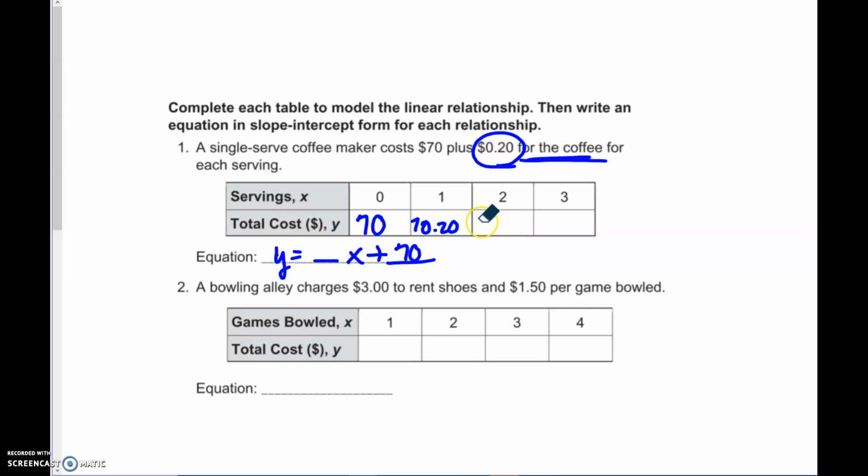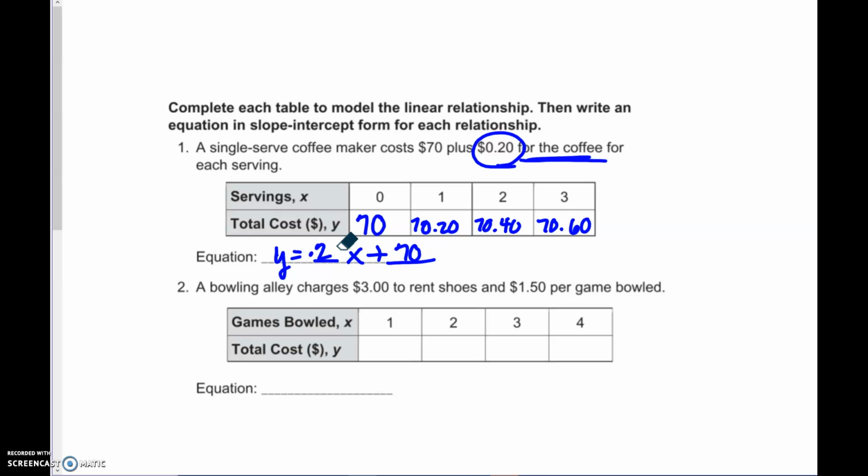If you have 2 coffees, you've spent $70.40. If you have 3 coffees, you've spent $70.60. So what's the change every time? And this is going to be 0.2. That's what our slope is.